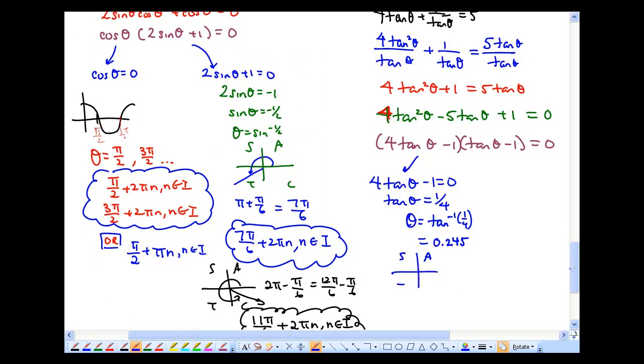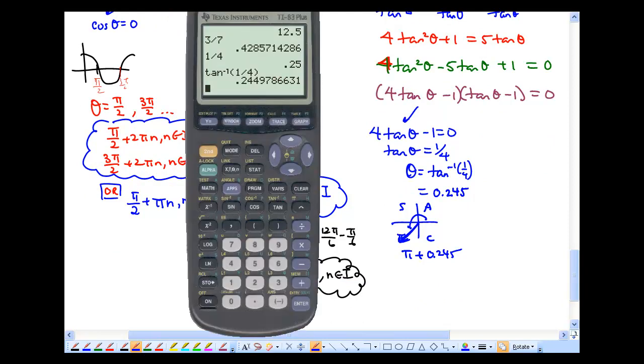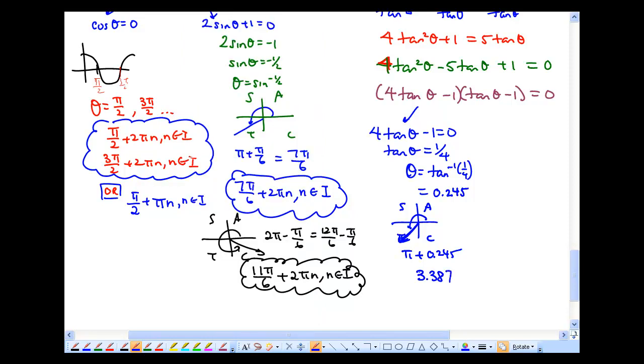All students take calculus. Must be in quadrant 3. So that means I have to add pi. So pi plus 0.245 is my other solution. On the calculator, plus pi, I get 3.387. Okay, these are radian answers. That's for the first bracket. There's still one more.